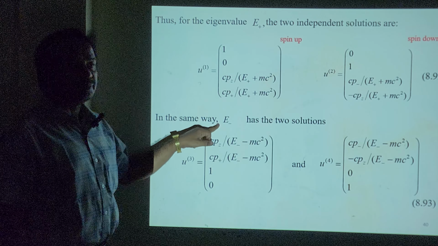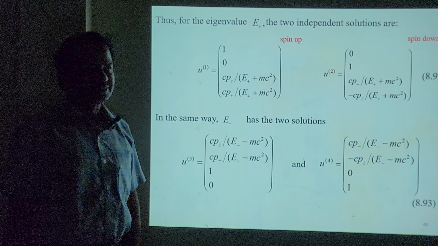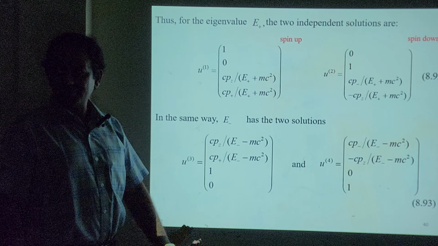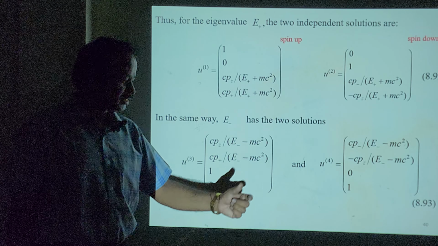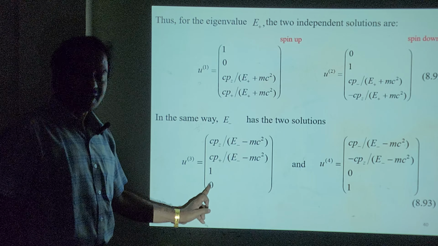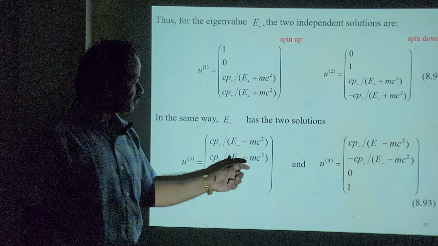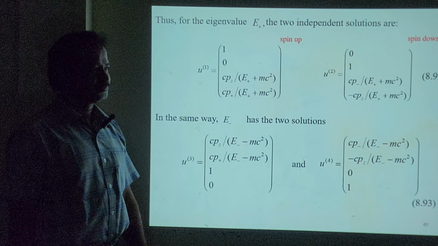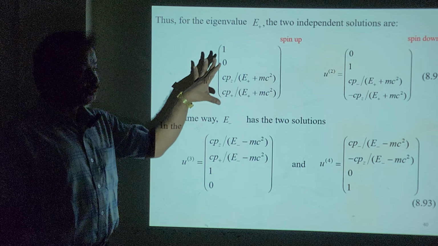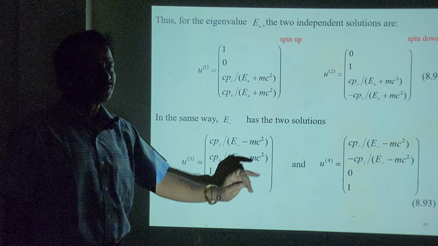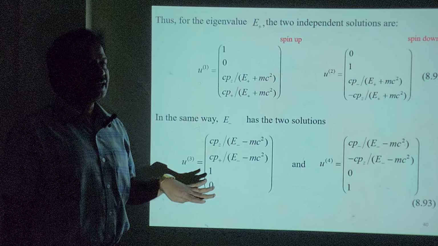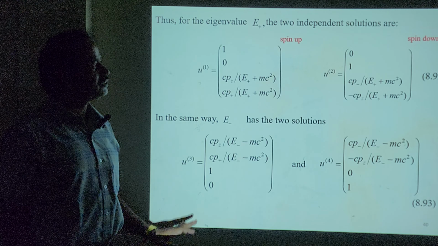In the same way, E minus has 2 solutions. One is for spin up, another one is for spin down. The corresponding solutions will be like this. So we have calculated the wave functions U1, U2, U3, U4. So 4 components have been found out. Is it okay?